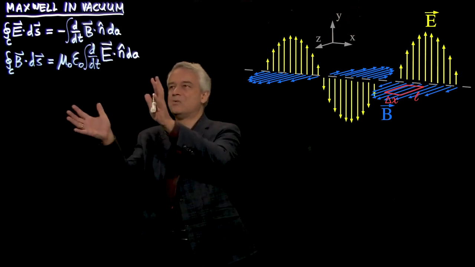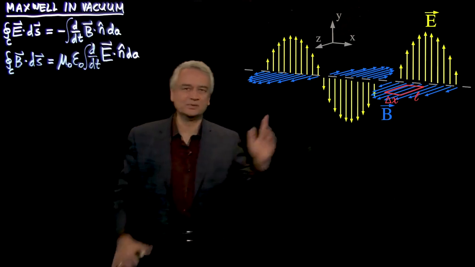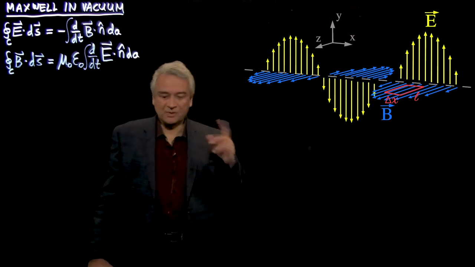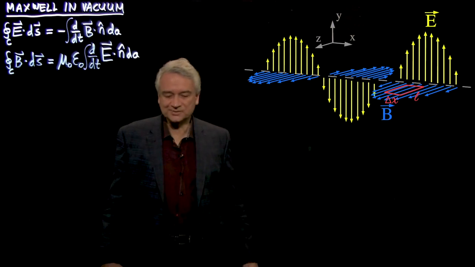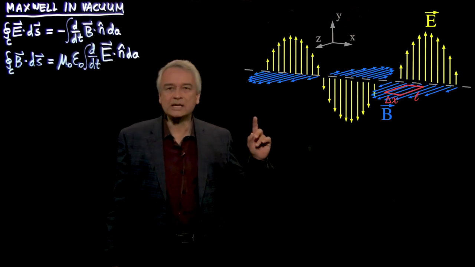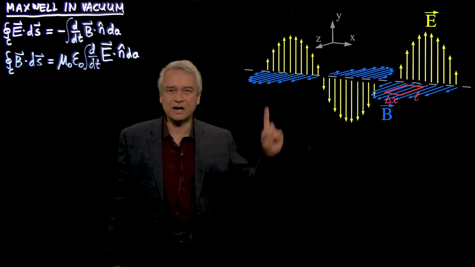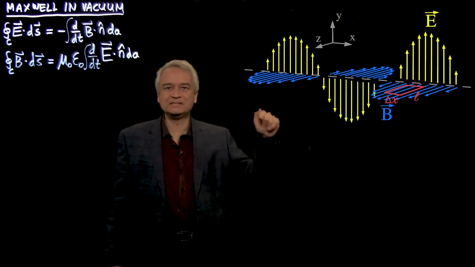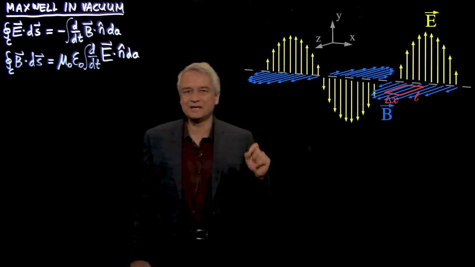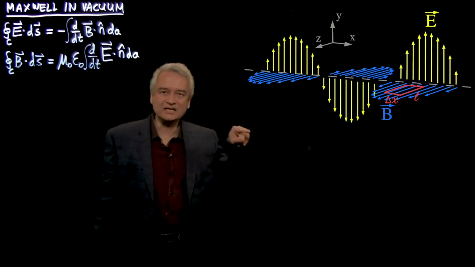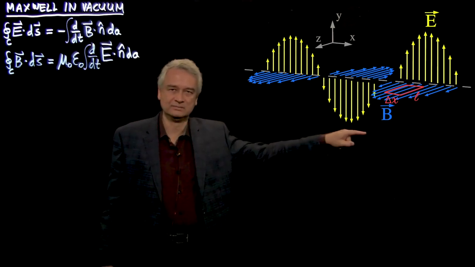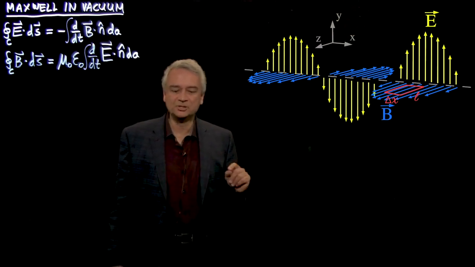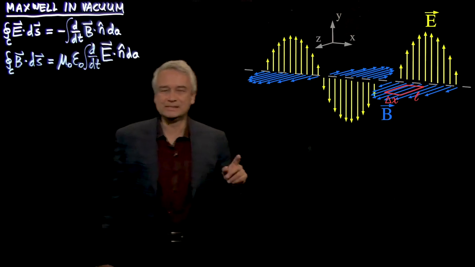And I want to start now walking you through how these equations have solutions that look like what's depicted in this diagram. So before we start, let's remind ourselves what this diagram shows. This diagram shows EY, the yellow arrows, and BZ, the blue arrows. It's a graph of EY and BZ as functions of x at one moment in time. So this is a snapshot of the solution at one moment in time, showing how EY and BZ depend on x.